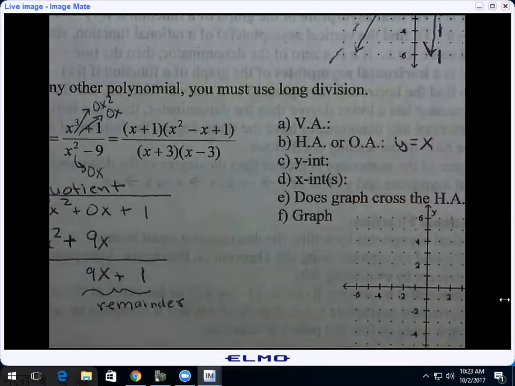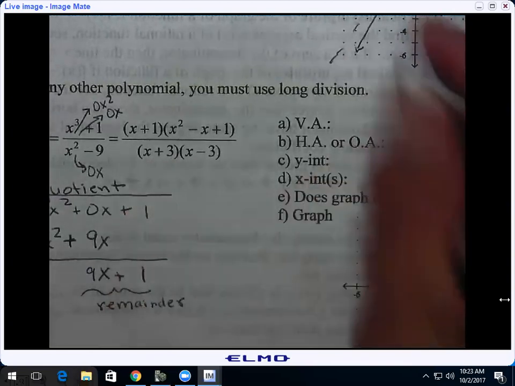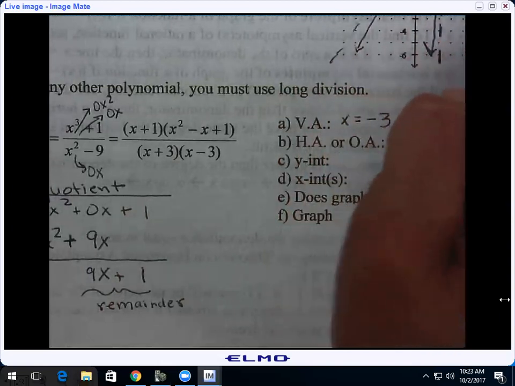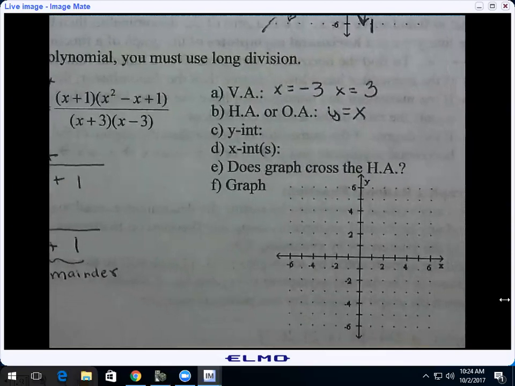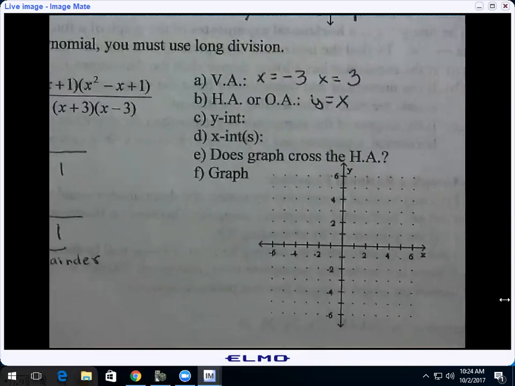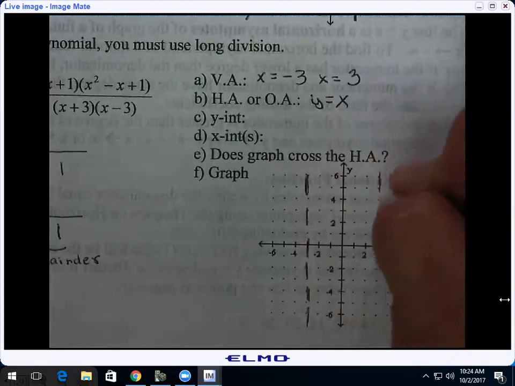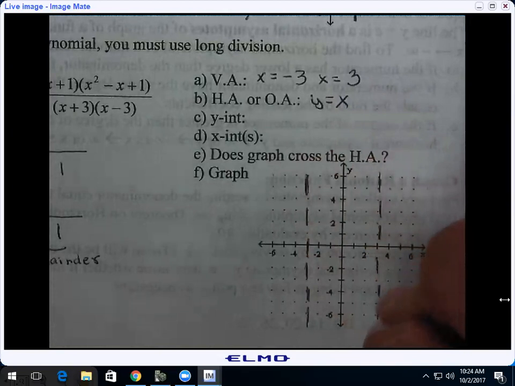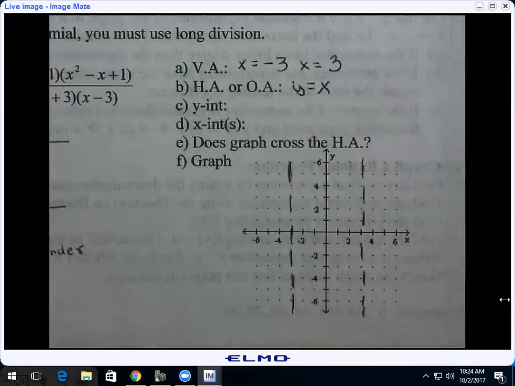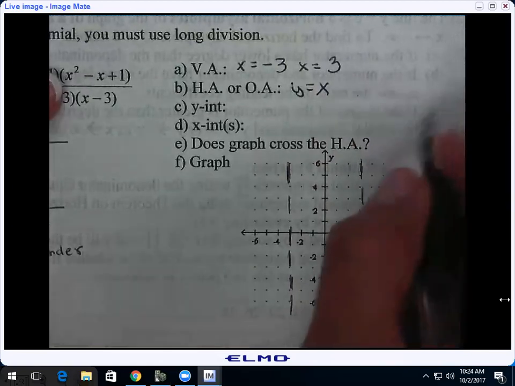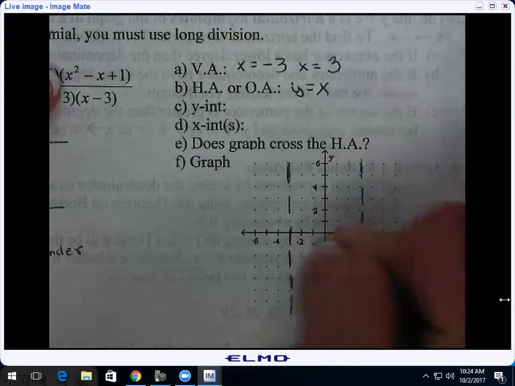What about vertical asymptotes? There are 2, positive 3 and negative 3. Make sure you give me equations, not just numbers. X equals negative 3, x equals positive 3. And let's go ahead and graph those asymptotes. X equals negative 3, x equals positive 3, and y equals x.